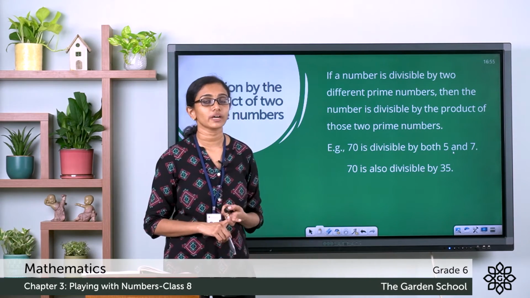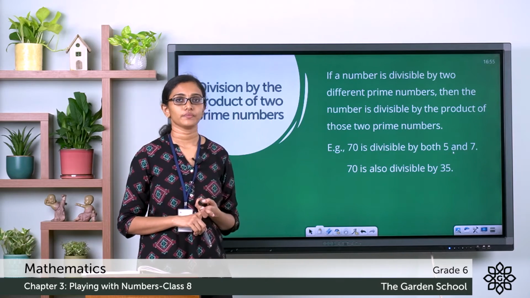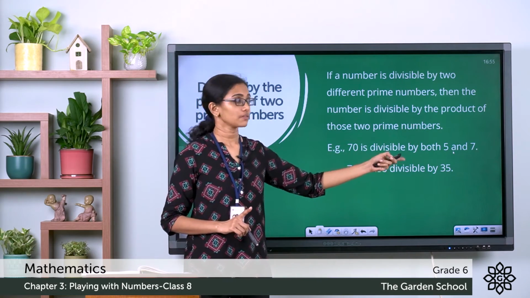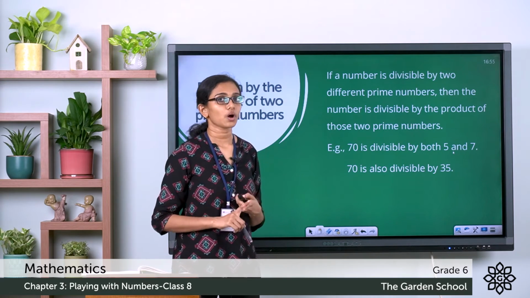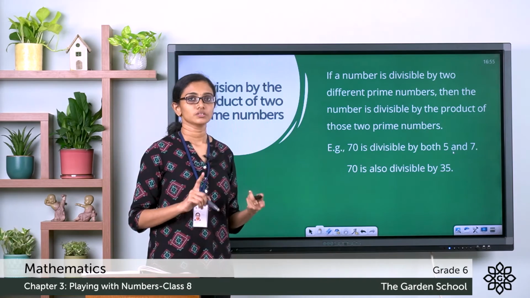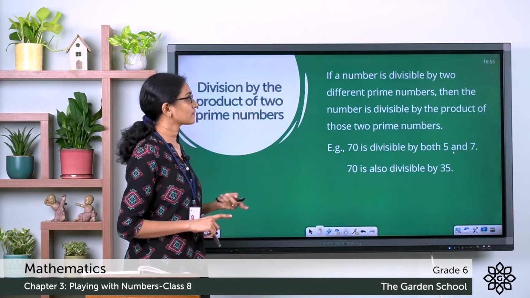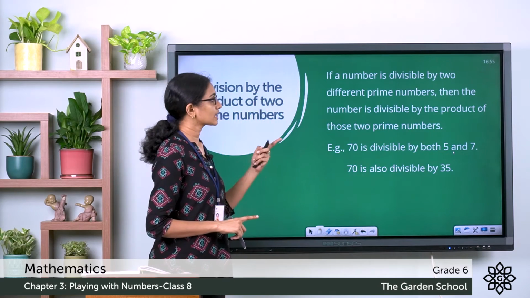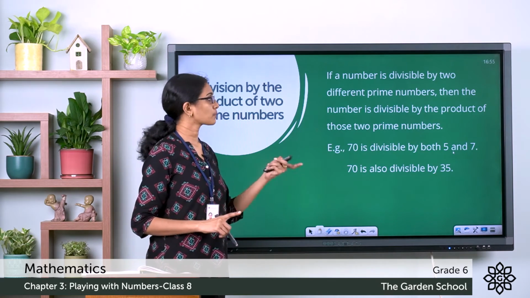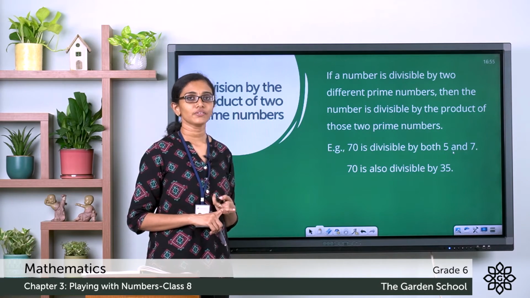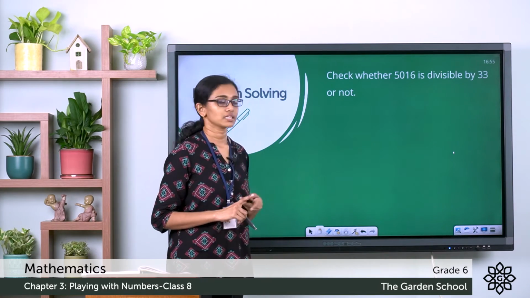What is the product of 5 and 7? 35. So if 70 is divisible by two different prime numbers, 5 and 7, 70 will also be divisible by the product of 5 and 7, that is 35. So let's see the rule once again. If a number is divisible by two different prime numbers, then the number is divisible by the product of those two prime numbers. Is it clear now? Let's see a question now.